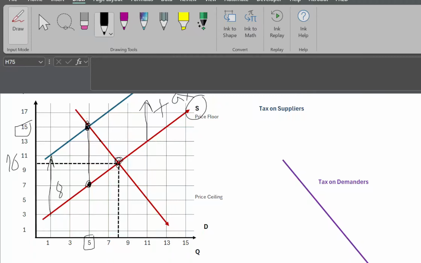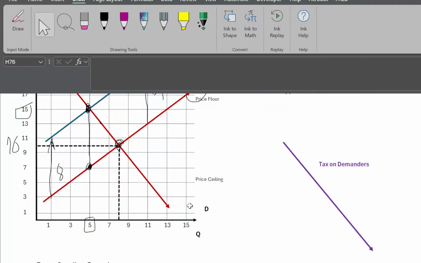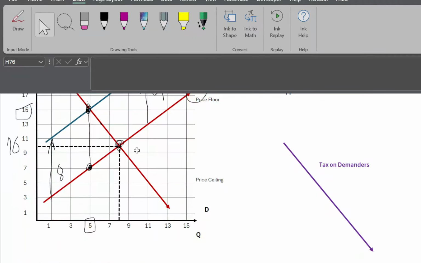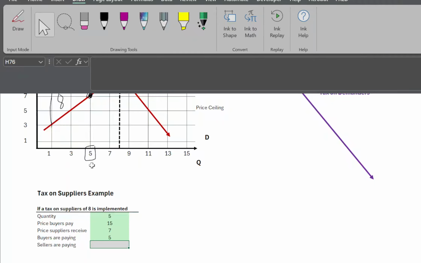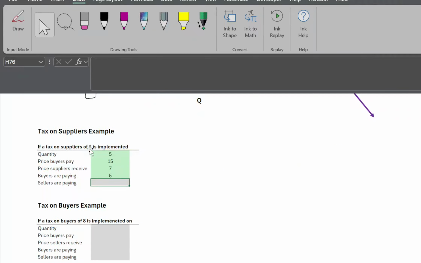So we taxed the supplier by 8. However, the buyer is paying 15. Therefore, if they're originally paying 10, that means the buyer is paying $5 of taxes, right? Of the 8, they had to pay $5 of taxes. The supplier was receiving $10 at equilibrium, and then we taxed them. Now they're receiving $7. That means the supplier is paying how much of the tax? They were receiving 10, now they're receiving 7, so they're paying $3 of the tax. So look, 5 plus 3 is 8. That's the tax. The buyers are paying 5. Suppliers are paying the 3.